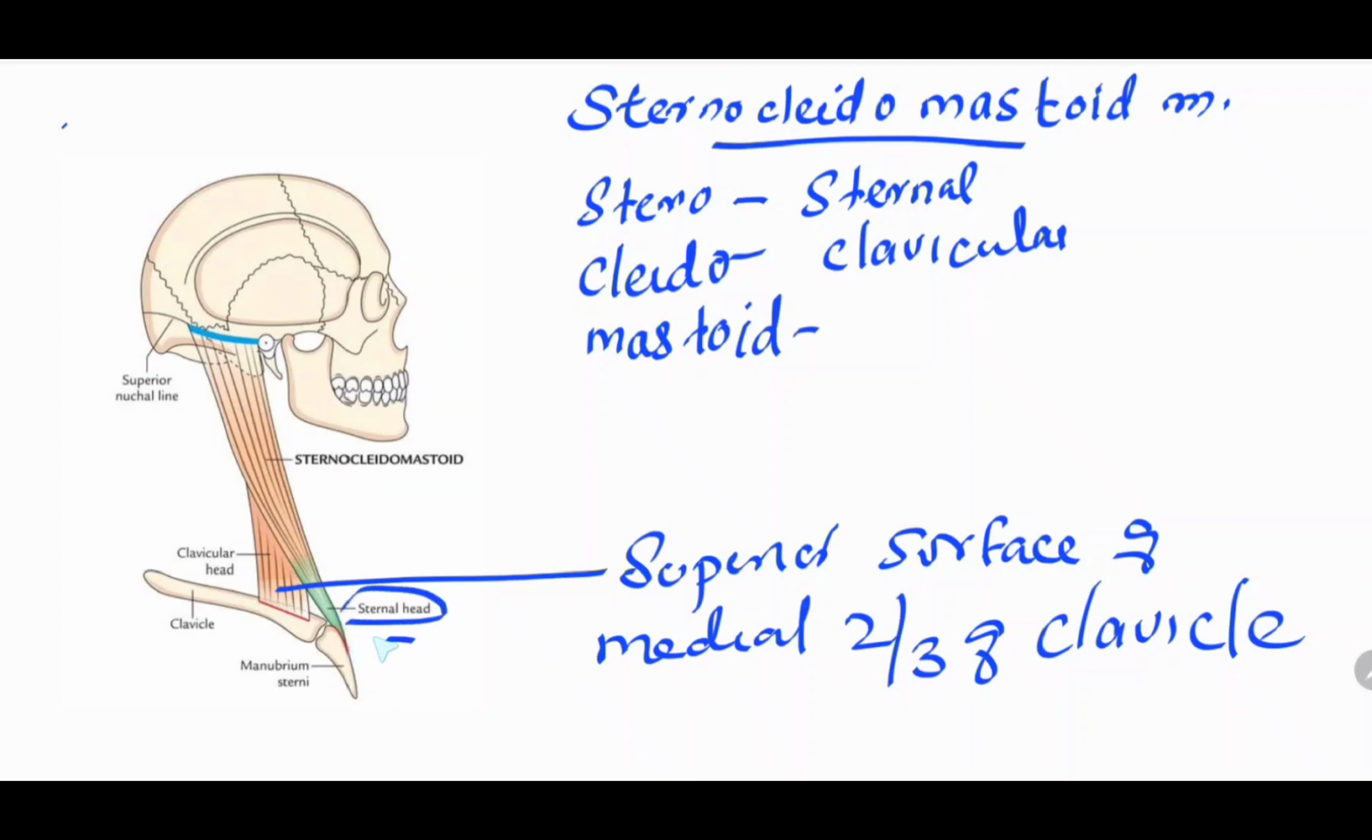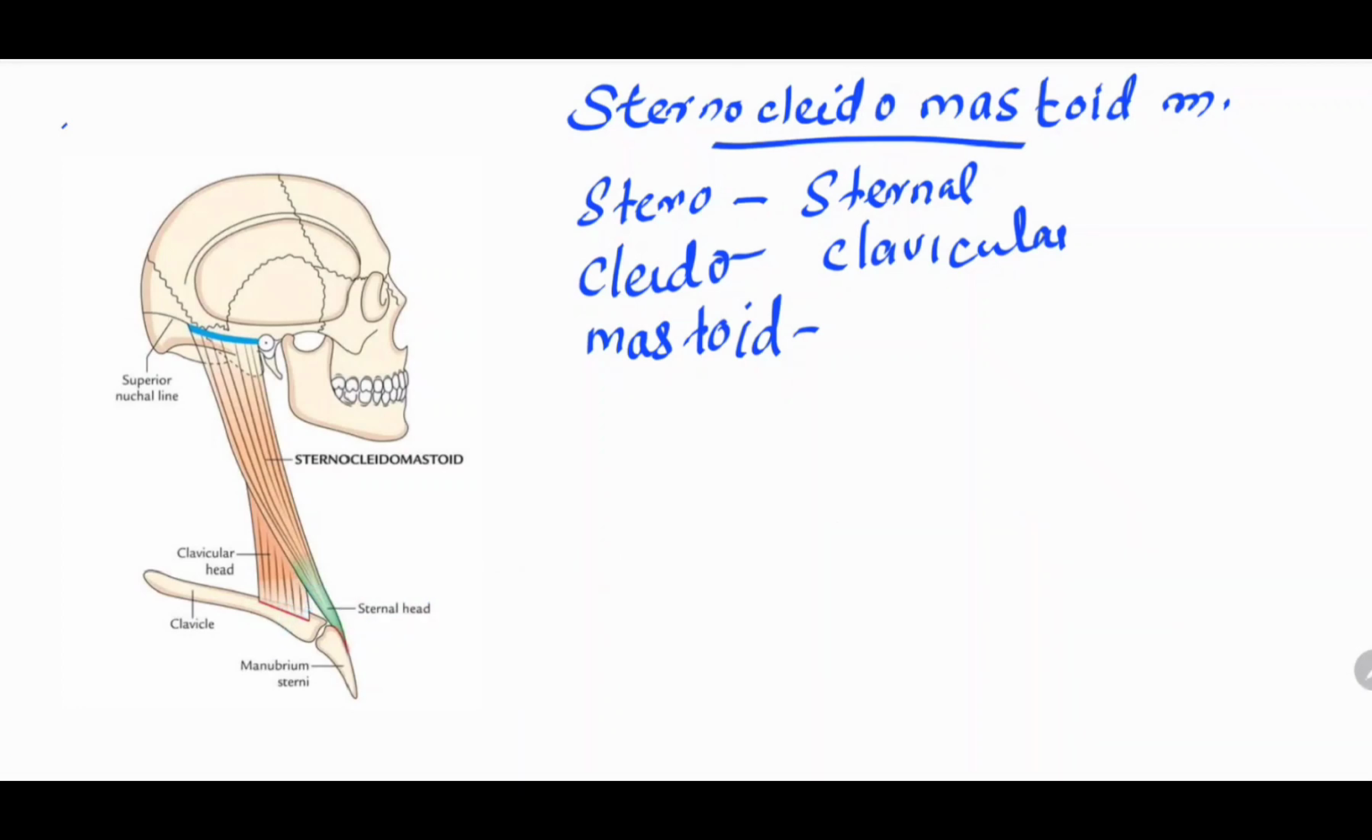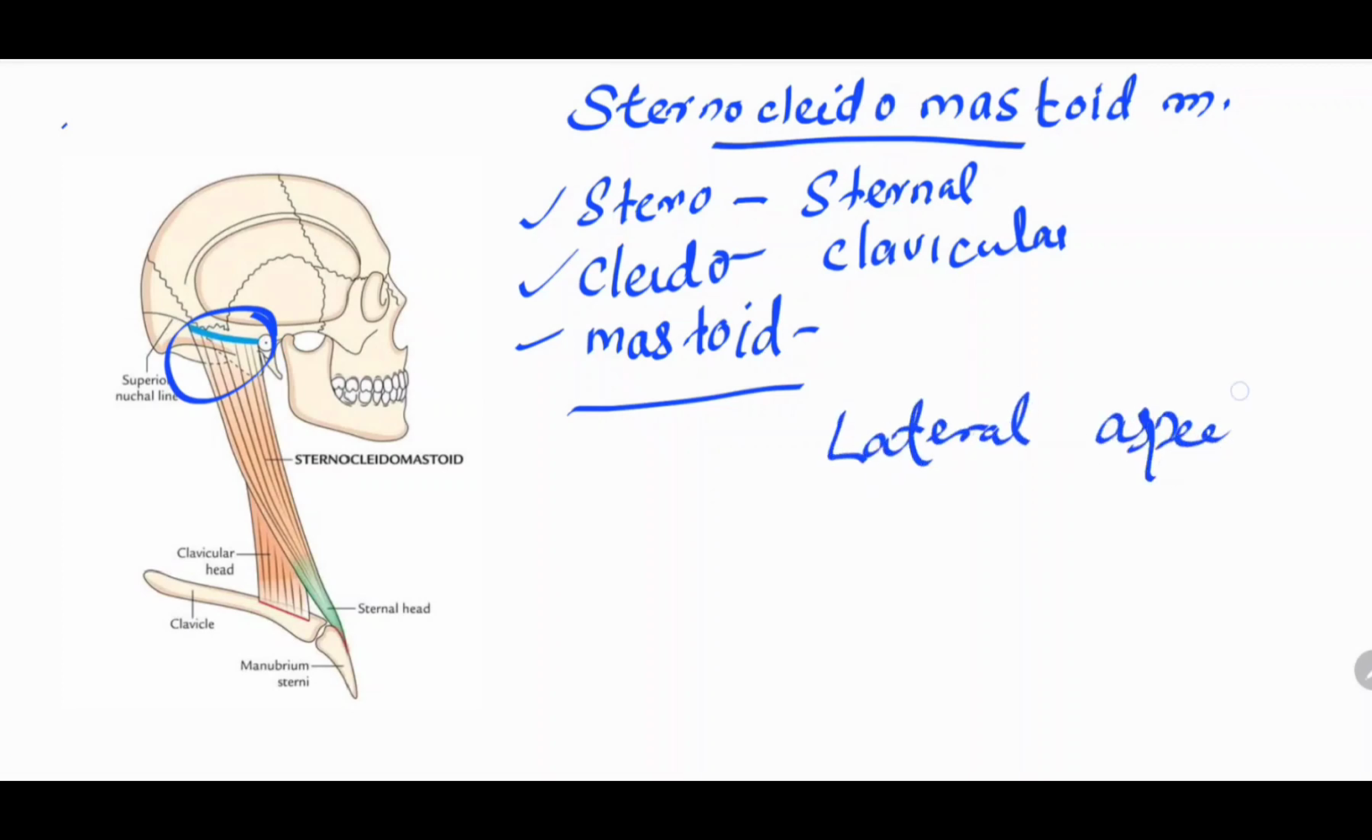The sternal head is rounded and tendinous, whereas the clavicular head is fleshy and flat. Now the insertion. I told you, 3 points: sterno, cleido, mastoid. The muscle is inserted onto the mastoid process, exactly onto the lateral aspect of the mastoid process. So that is the origin and insertion of the sternocleidomastoid.